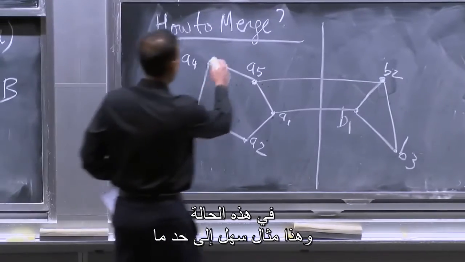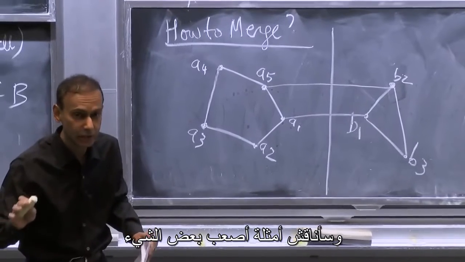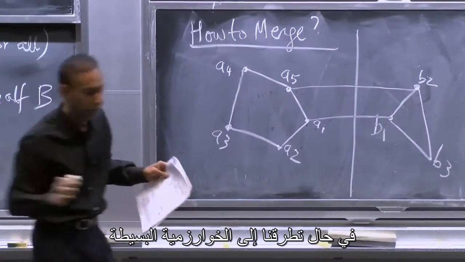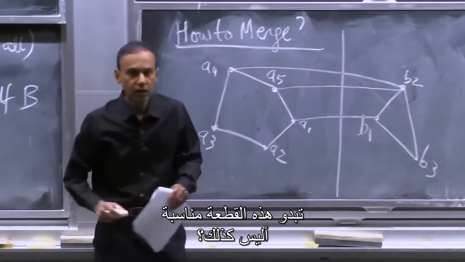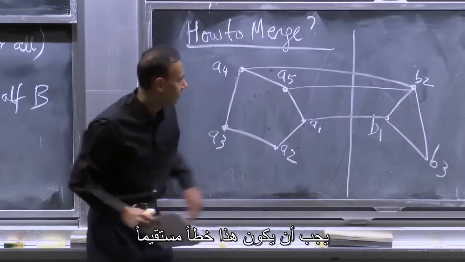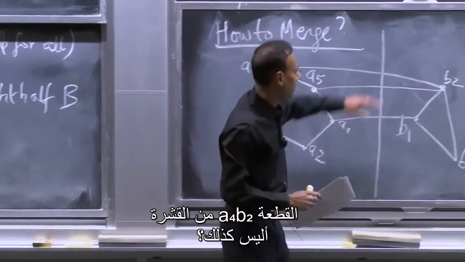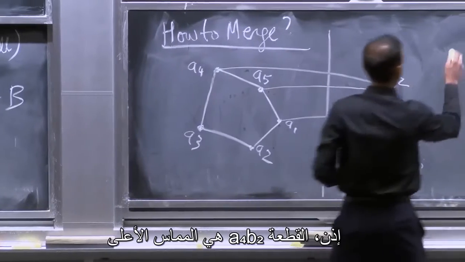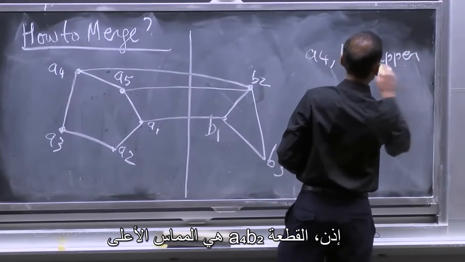In this case, and this is a fairly obvious example, I'm going to do something that's slightly less obvious in case you get your hopes up that we have this trivial algorithm. Okay, this is looking good, right? That's supposed to be a straight line, by the way. Okay, so A4, B2, I mean, that's looking good, right? Because all the points are on one side. So A4, B2 is our upper tangent, right?